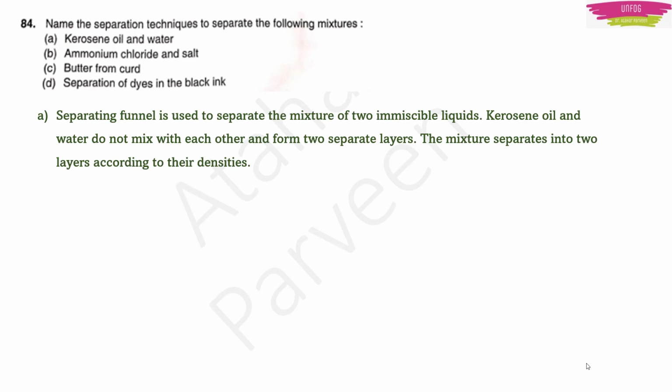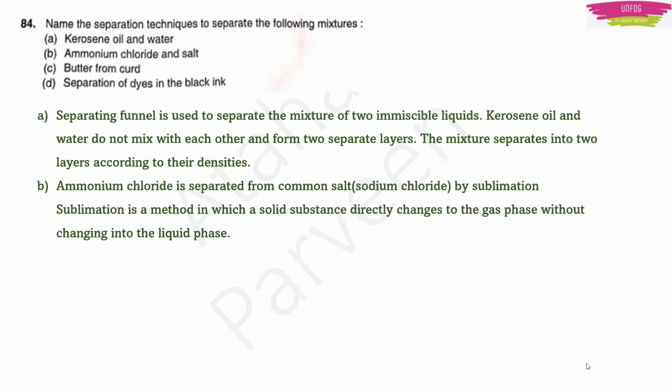Next is ammonium chloride and salt. The technique to separate ammonium chloride and salt is sublimation. Okay, it is a method in which a solid substance directly changes to the gas phase without changing into liquid phase. Next is how do you separate butter from curd?